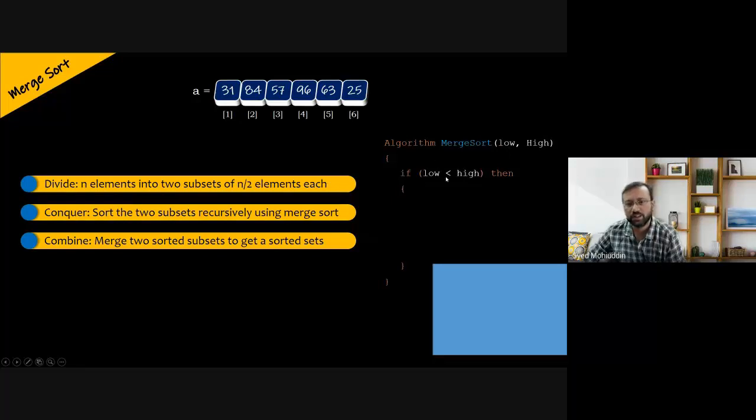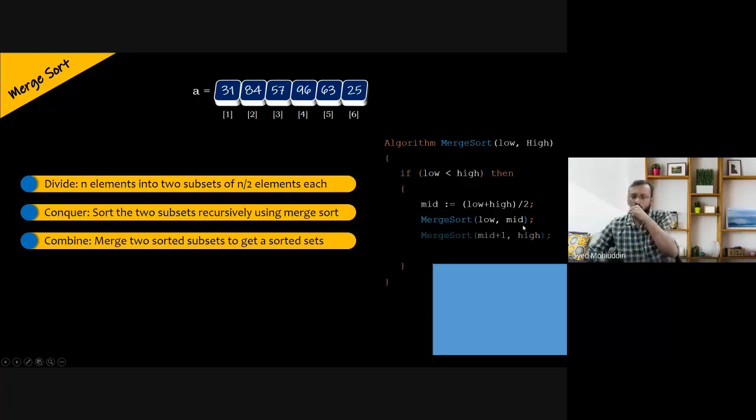If low is less than high, that means the problem is large. So we compute the mid index. Mid is low plus high by 2. Then we perform merge sort on low and, instead of high, we pass mid. That is, we are performing merge sort on the left subarray.